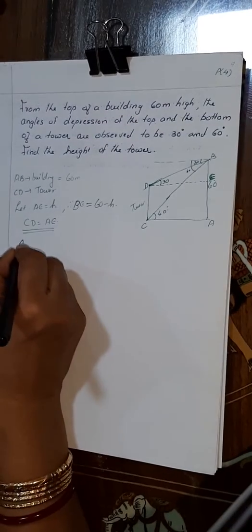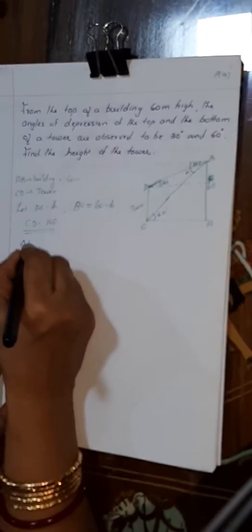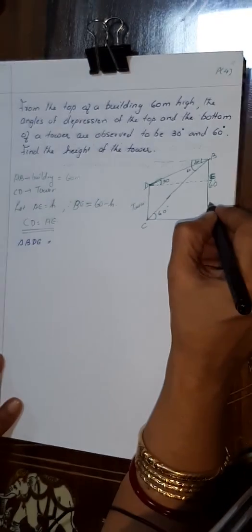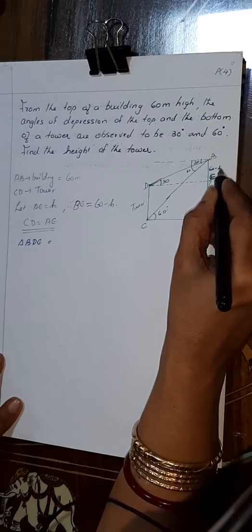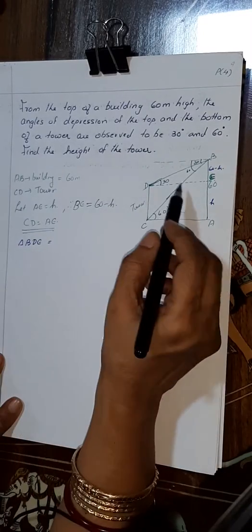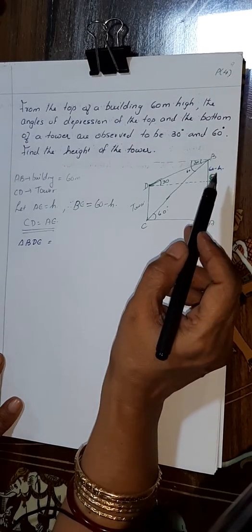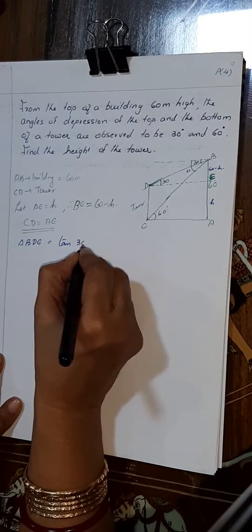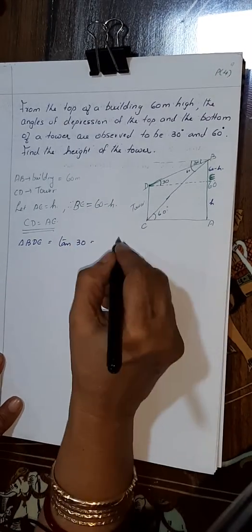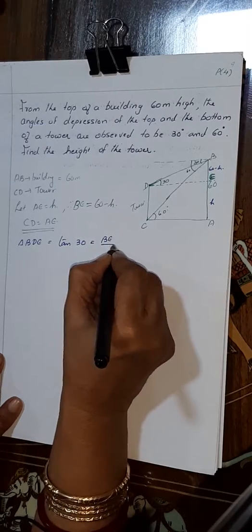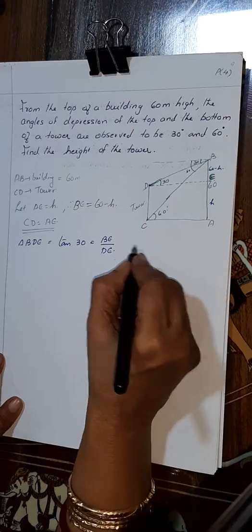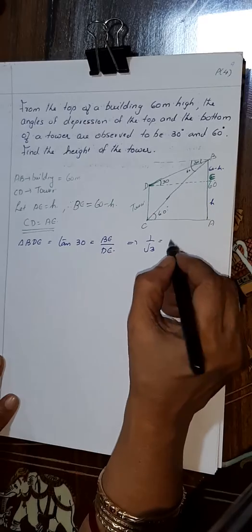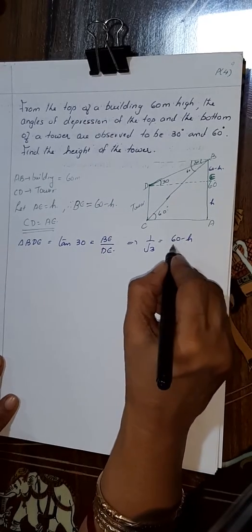Now, in triangle BDE, so we have taken A, this is H and this is 60 minus H. So, in BDE, this is 30. So, we will take tan 30. Tan 30 is equal to BE by DE. So, tan 30 is 1 by root 3 is equal to BE, 60 minus H by DE.